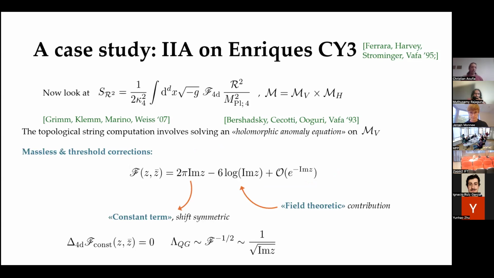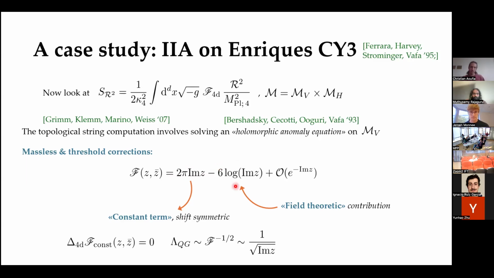To convince you of this, I will simply take a large saxion expansion of the coefficient, which is made up, schematically, of these three contributions. So first of all, we have a constant term-like contribution, which again is shift symmetric, so it's written only in terms of the saxions. We have world-sheet instanton corrections, and then this kind of logarithmic term. Now, these log terms that appear in the coefficient are the same log contribution that we expect from field theory loops. And this is corroborated by the fact that these couplings are marginal.